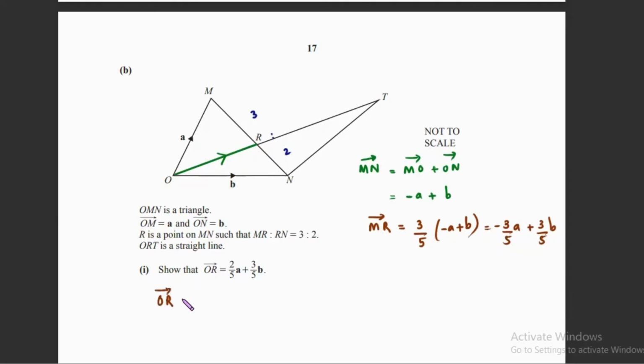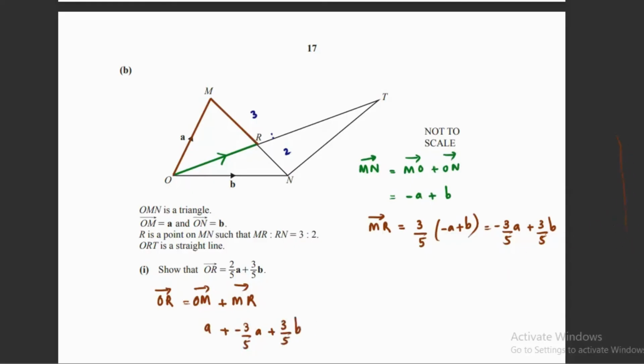So to find what O to R is, I'm going to take this route, that is from O to M and then M to R. So O to M and then M to R is the route that I'm going to take. So in this case, O to M is given to us as A, and M to R is the vector that we found here, which is minus 3/5 A plus 3/5 B.